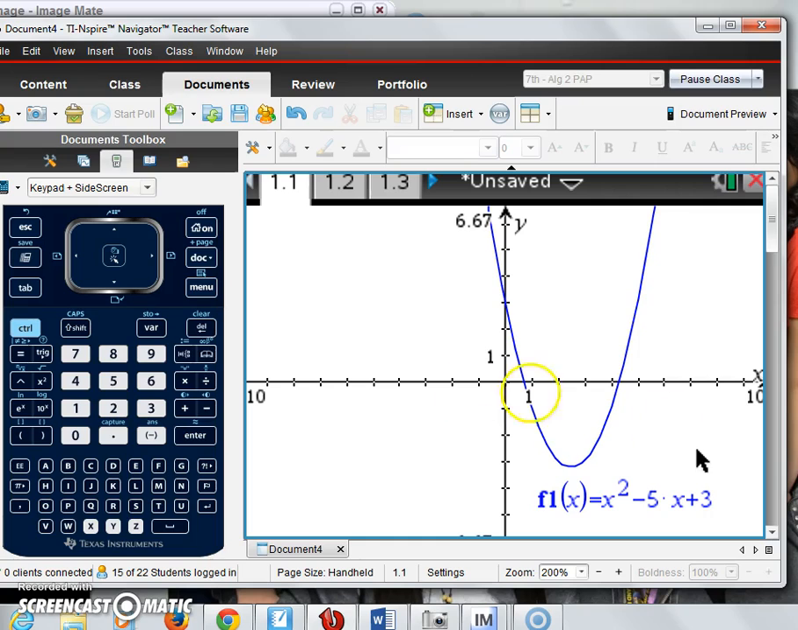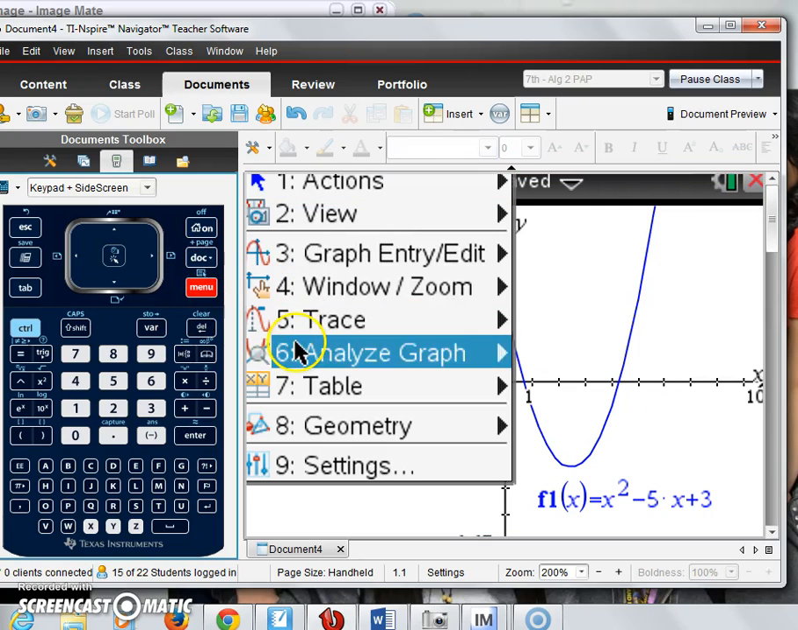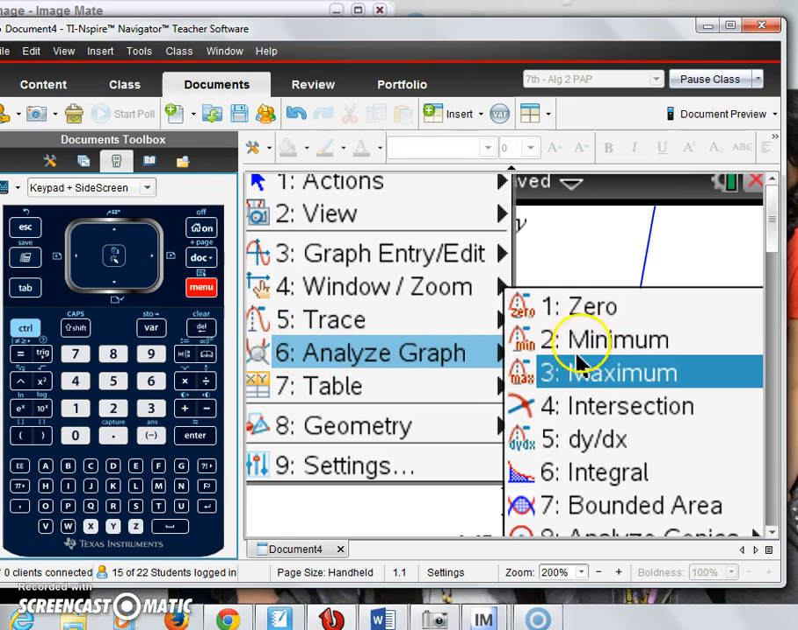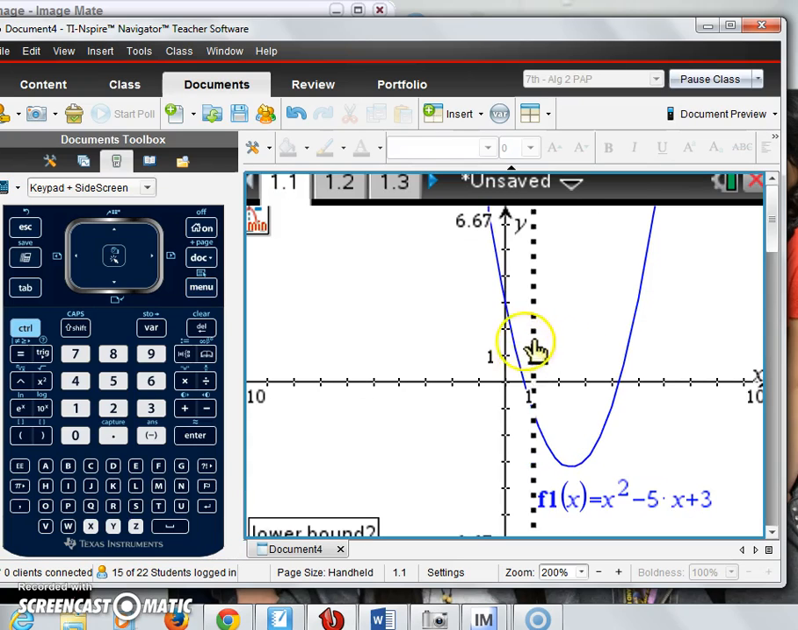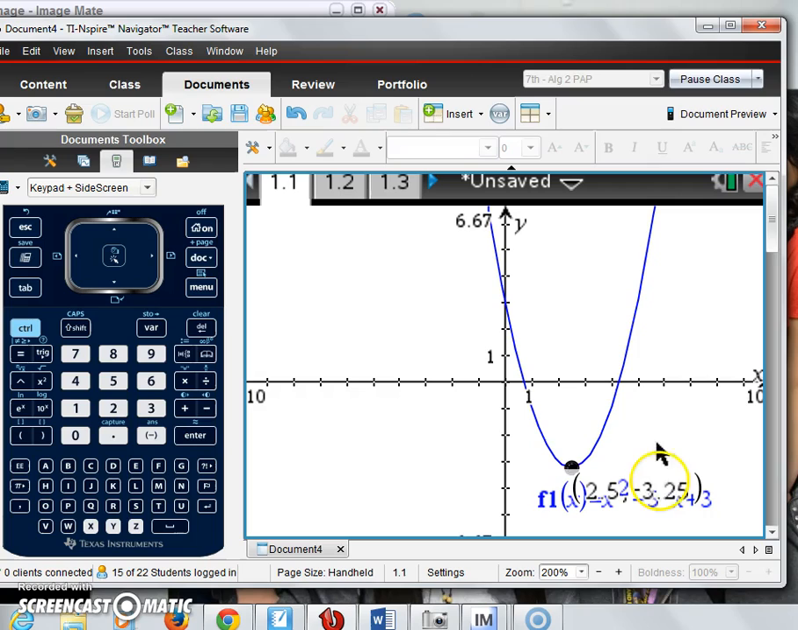In order to find the minimum, you're going to go to menu, number 6, and minimum. When you select minimum, you're going to click somewhere in between the shaded region. So you want to go to the left and to the right of your minimum point, and it'll find it for you. The minimum is at 2.5, negative 3.25. So you want to write that answer down onto your piece of paper. Number 2.